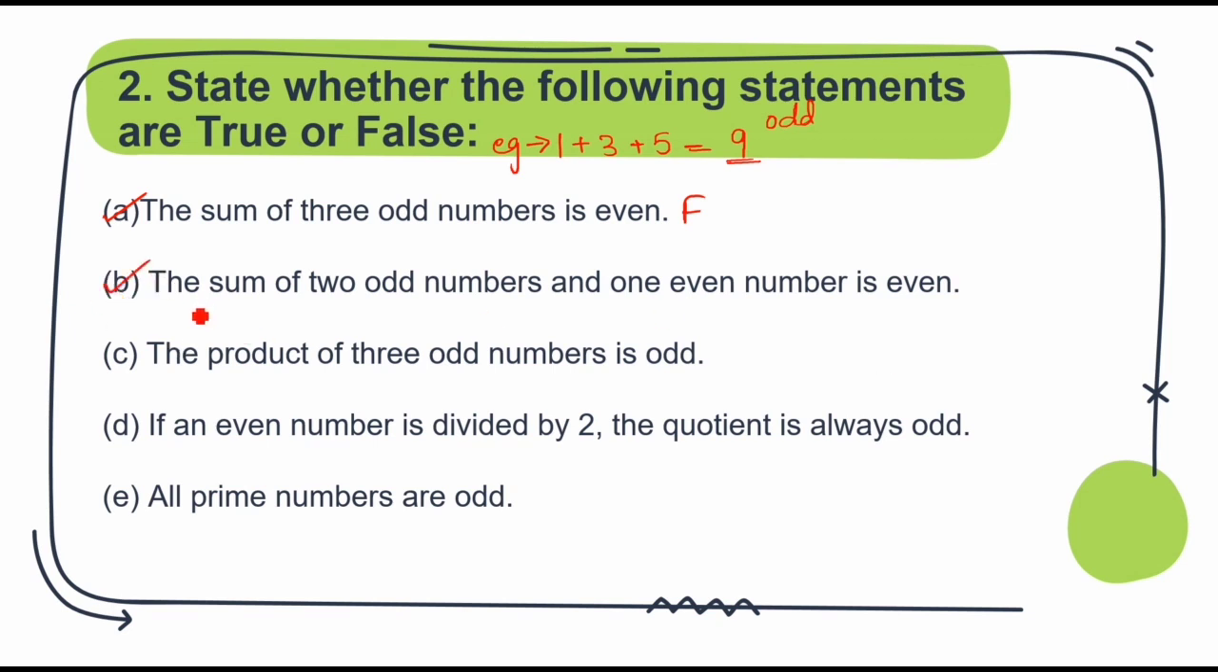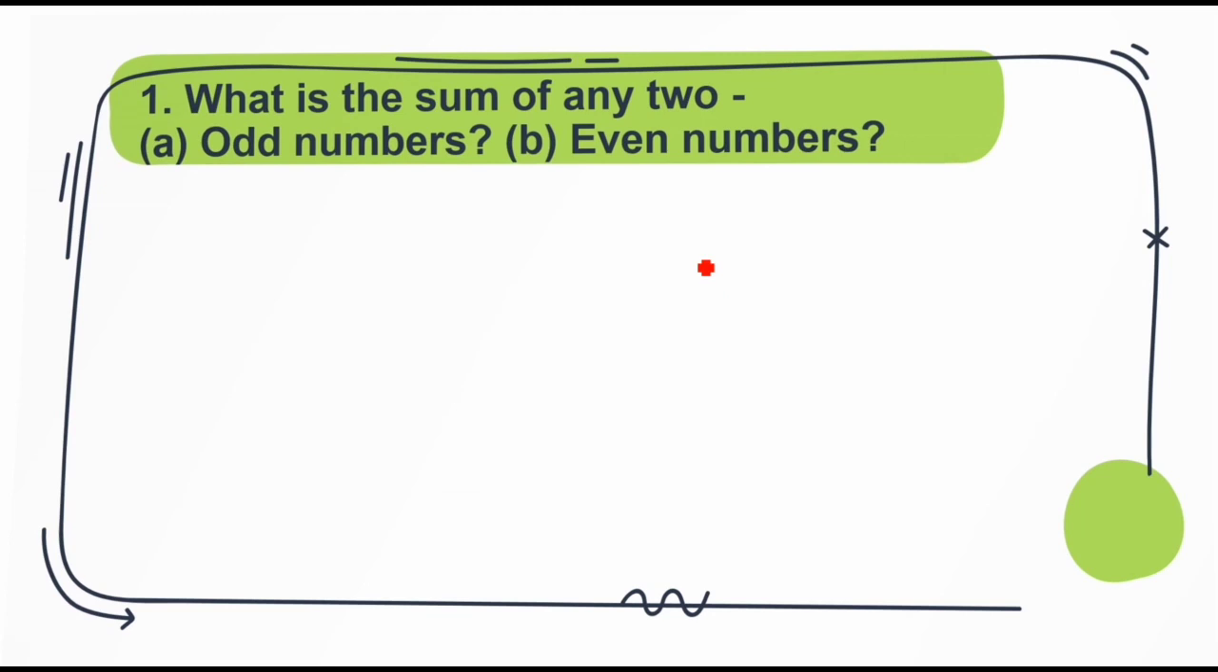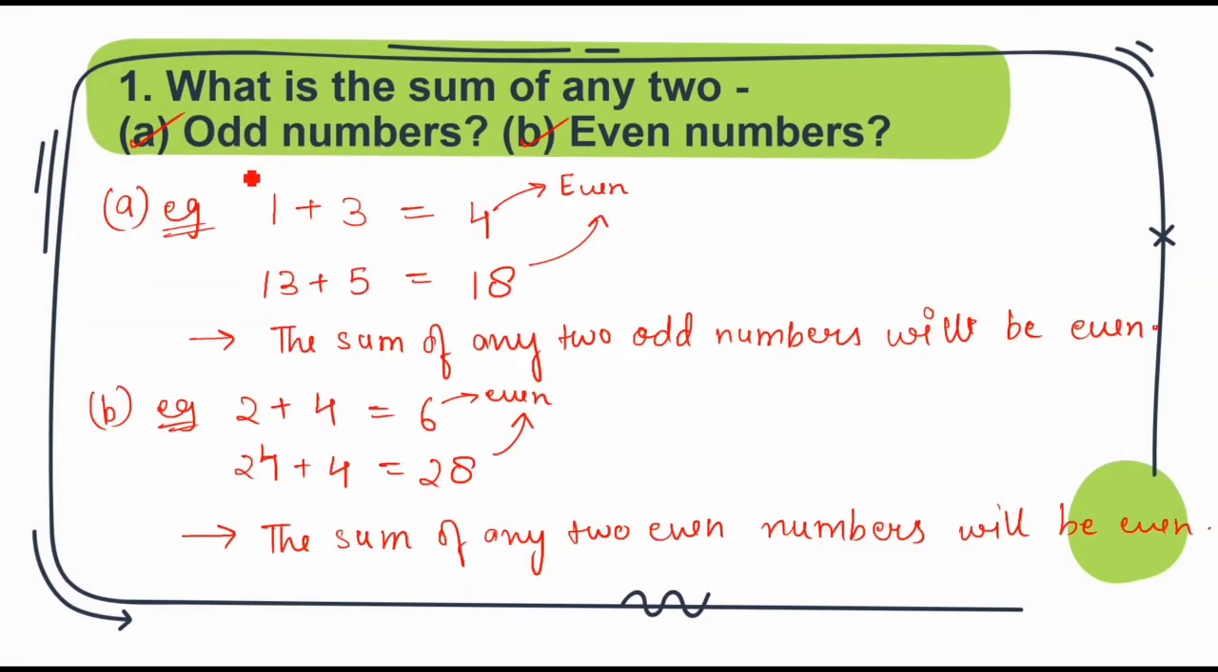Now the B part says the sum of two odd numbers and one even number is even. It means if I am adding first the two odd numbers, so we can say odd plus odd, means odd number plus odd number. What gives us? See, in the previous question we have done the same now, that if we add two odd numbers we get even, right? Means odd plus odd we get even.